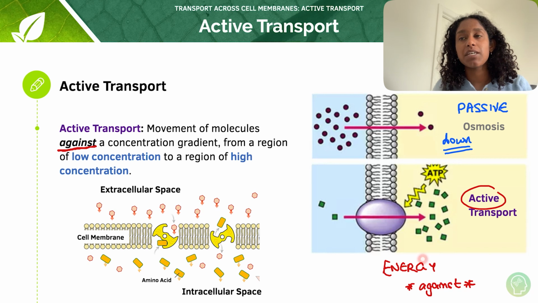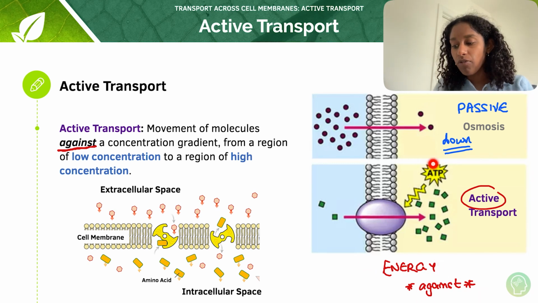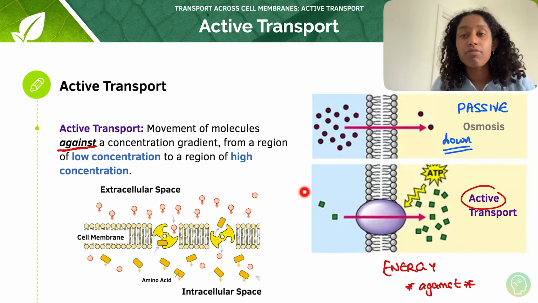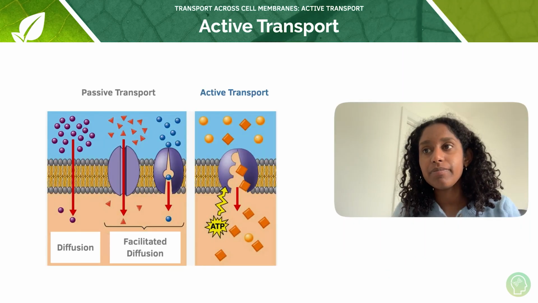And this is really useful because it allows cells to build up storages of substances that would otherwise easily diffuse out of the cell. So keywords to remember for active transport are: against the concentration gradient, requires energy in the form of ATP, and it's the movement of molecules from a region of low to a region of high concentration. So that's against the concentration gradient.